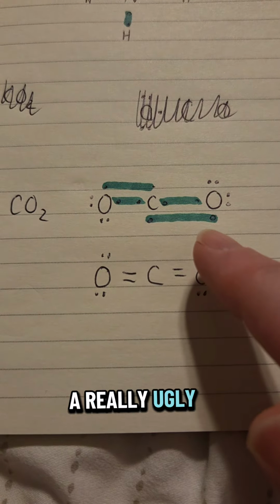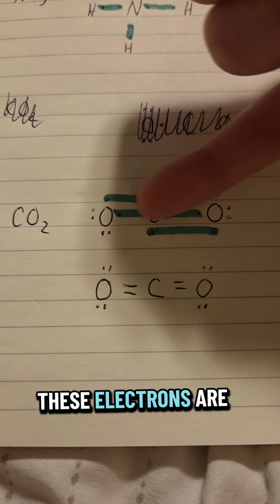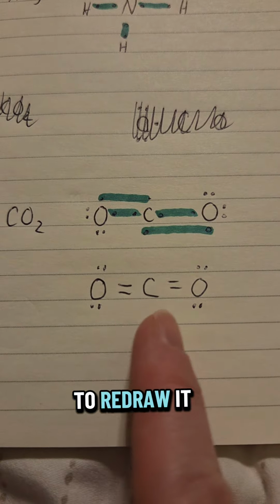Now, this is a really ugly way to draw a Lewis structure, and it's very important that you understand that all 4 of these electrons are being shared between the 2 atoms, and so I would want you to redraw it this way and tidy it up.